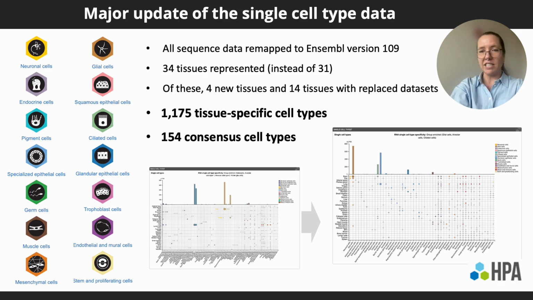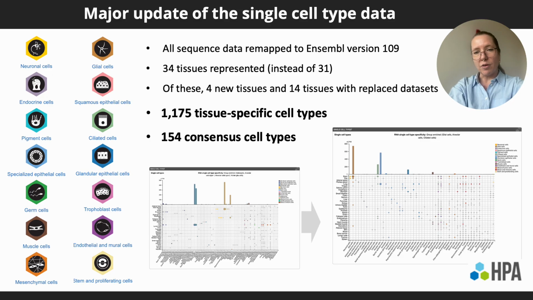So there's been a lot of changes in the data, and this has mainly been used to improve the representation of the different tissue types and also to include some of the missing tissues that we didn't have before. The major update resulted in 1,175 tissue-specific cell types, which is summarized into 154 consensus cell types across all tissues.